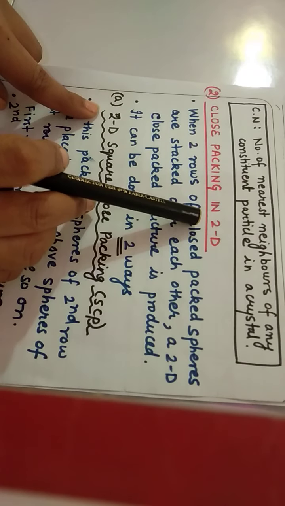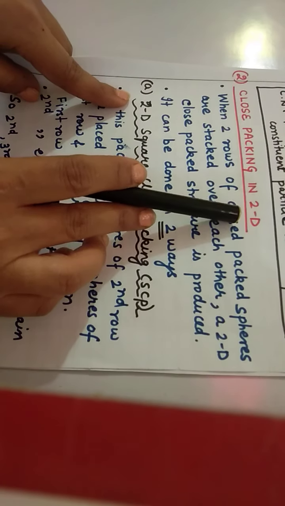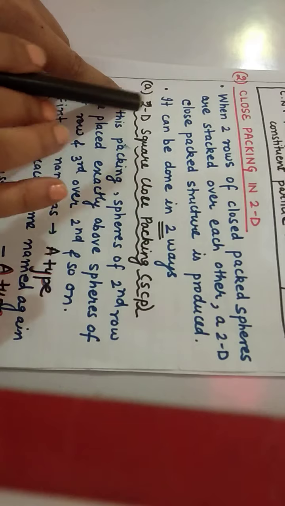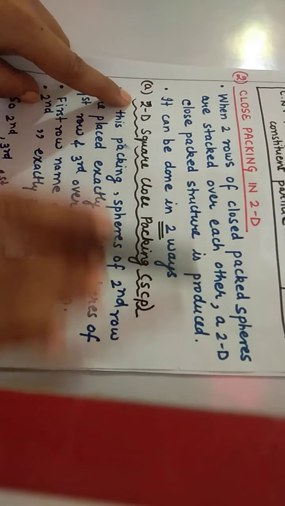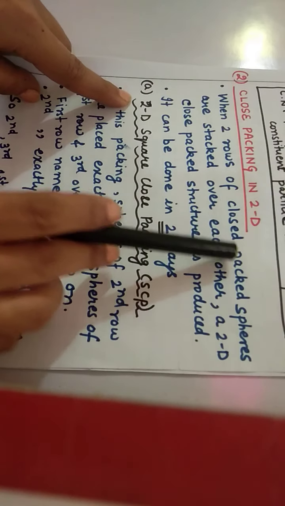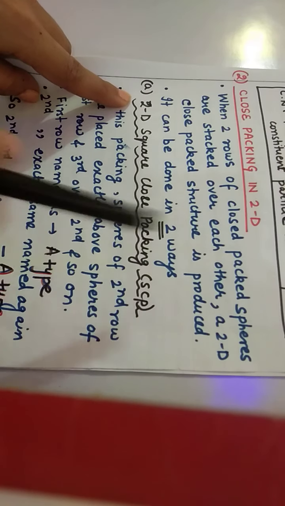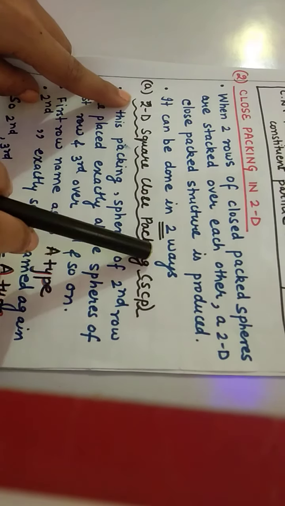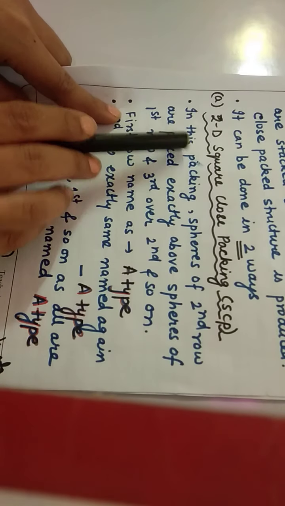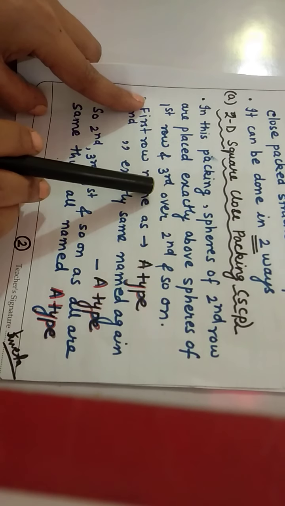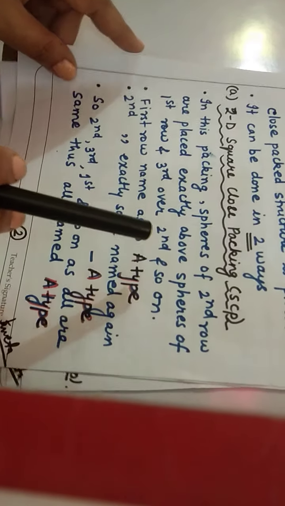Now close packing in 2 dimensions. As it is said 2 dimensions, here we'll be taking 2 rows. So one row and the other row are arranged one above the other. This arrangement of rows one above the other can be done in 2 ways. The first way is 2D square close packing, 2-dimensional square close packing. In this packing, the second row is placed exactly above the spheres of the first row, and the third row over the second, and so on.